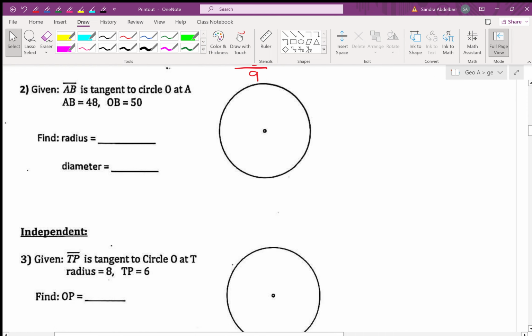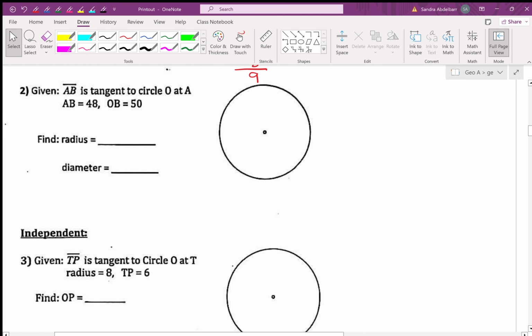All right, number 2. Now we have to draw our own diagram. It says AB is tangent to circle O at A. So clearly this is circle O. And now I need to draw a tangent line. So I'm going to pick a point and draw a line through it. And now this line is tangent to this circle at what point? A, so that means this point is A.